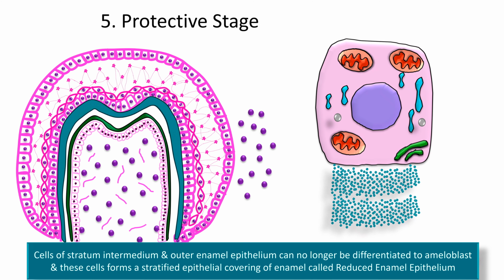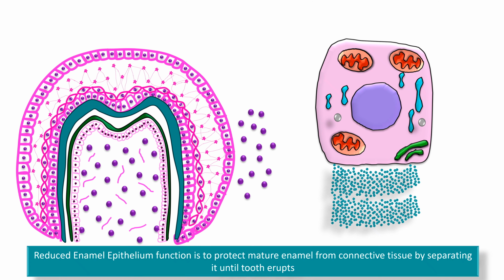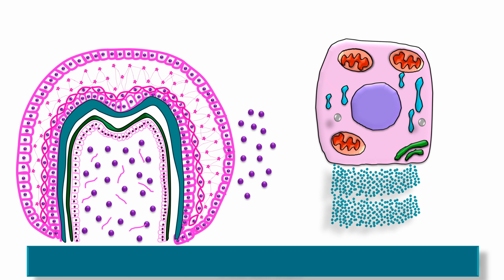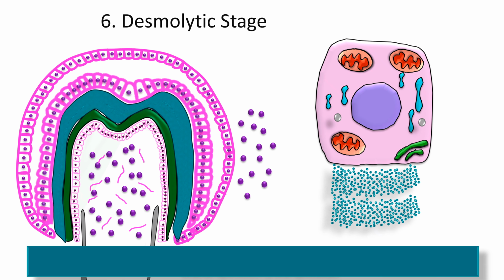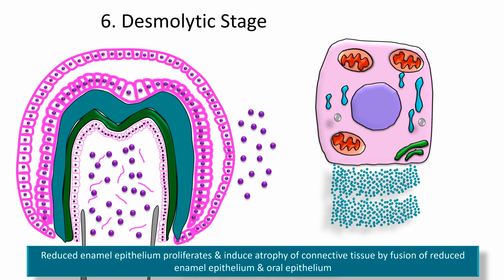The cells of stratum intermedium and outer enamel epithelium can no longer differentiate into ameloblasts, and these cells form a stratified epithelial covering of enamel, which is known as reduced enamel epithelium. The function of reduced enamel epithelium is to protect mature enamel from connective tissue by separating it from the tooth until it erupts. Enamel organ retracts from the cervical edge of enamel, and then the adjacent mesenchymal cells may deposit a fibrillar cementum.